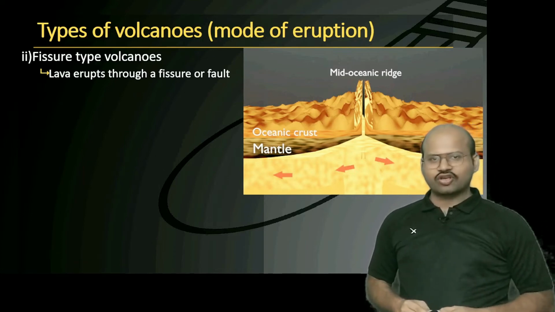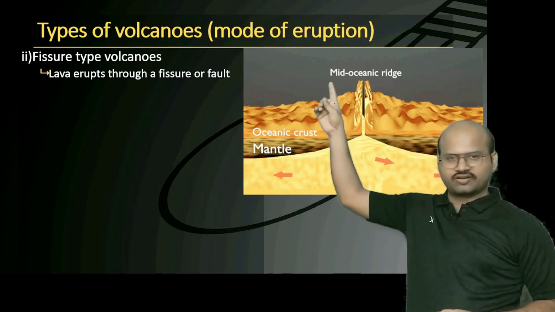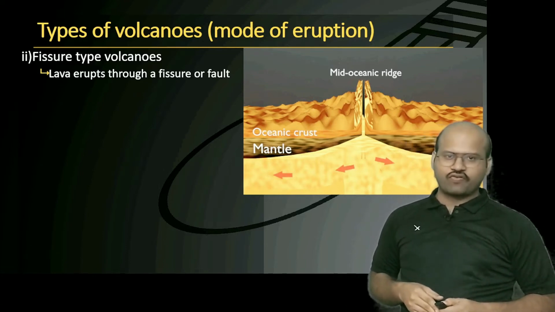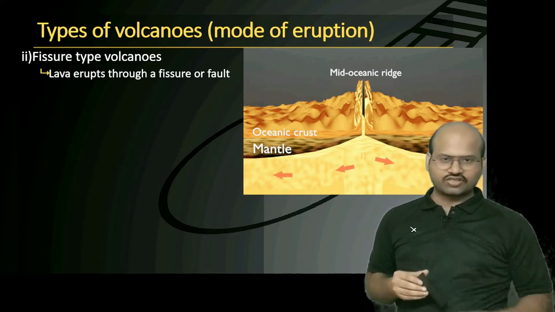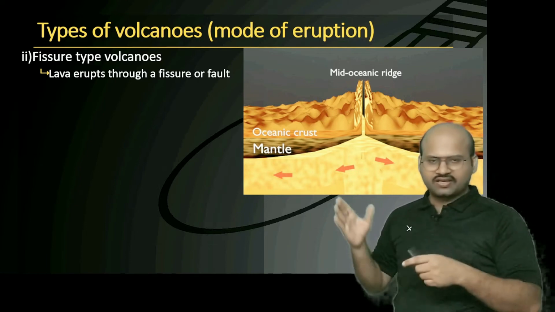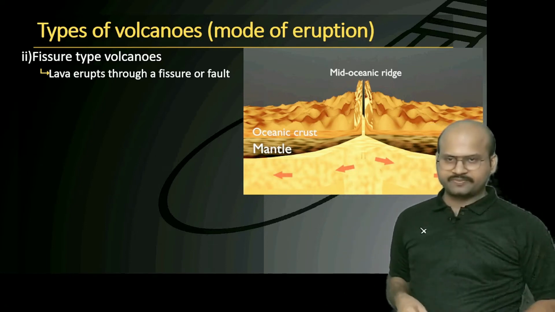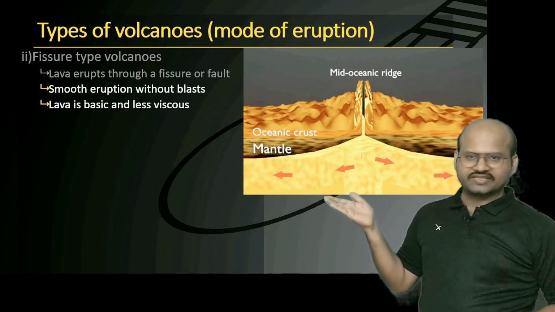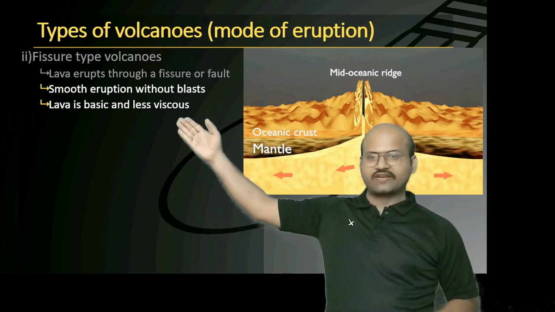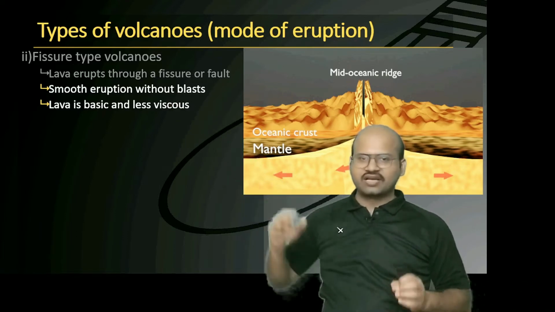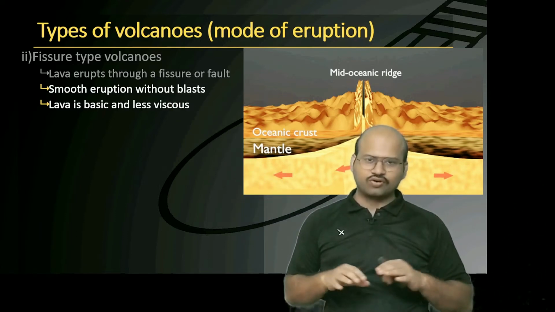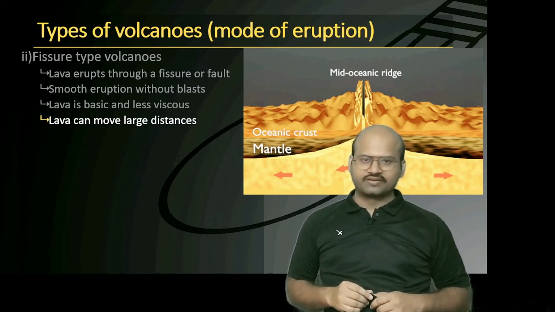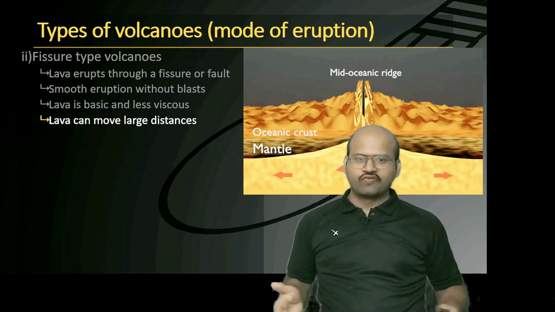A fissure type volcano is a volcano where there lies a fault in the earth's surface and magma comes onto the surface through this fault. So unlike earlier where there was a vent, a pipe-like structure, here there is a very large fault. The magma that comes out here is basic in nature, therefore it is very less viscous and we do not have blasts here. The lava comes out very smoothly and flows to a greater distance because it has very low viscosity. Therefore it is very easily fluid in nature.